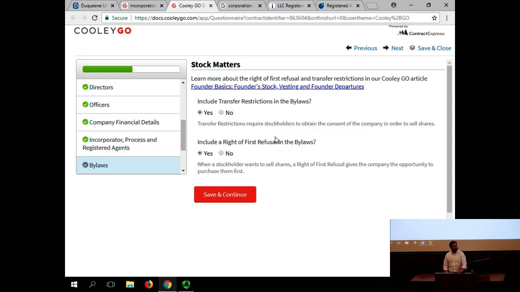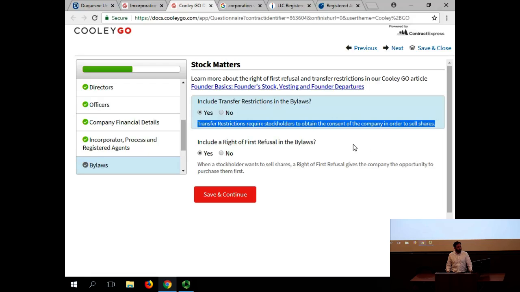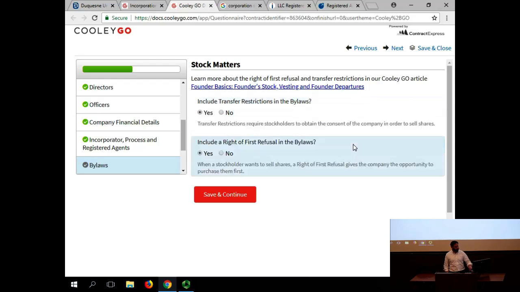So usually, startups will include some transfer restrictions. And one place those restrictions are commonly found is in the bylaws. So we're going to go ahead and add that. And it says here, transfer restrictions require stockholders to obtain consent of the company in order to sell shares, meaning the company can refuse to allow someone to sell shares. There are a number of other ways we can restrict this. As the company grows and gets venture capital investment, these transfer restrictions can also occur contractually, but here we're just going to put it in the bylaws.